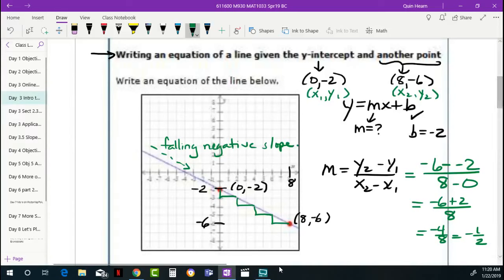And so the equation of our line, we're going to fit into the pattern y equals mx plus b. So our slope is -1/2, that's our m. And our b was -2. So the equation of this line is y equals -1/2 x minus 2.